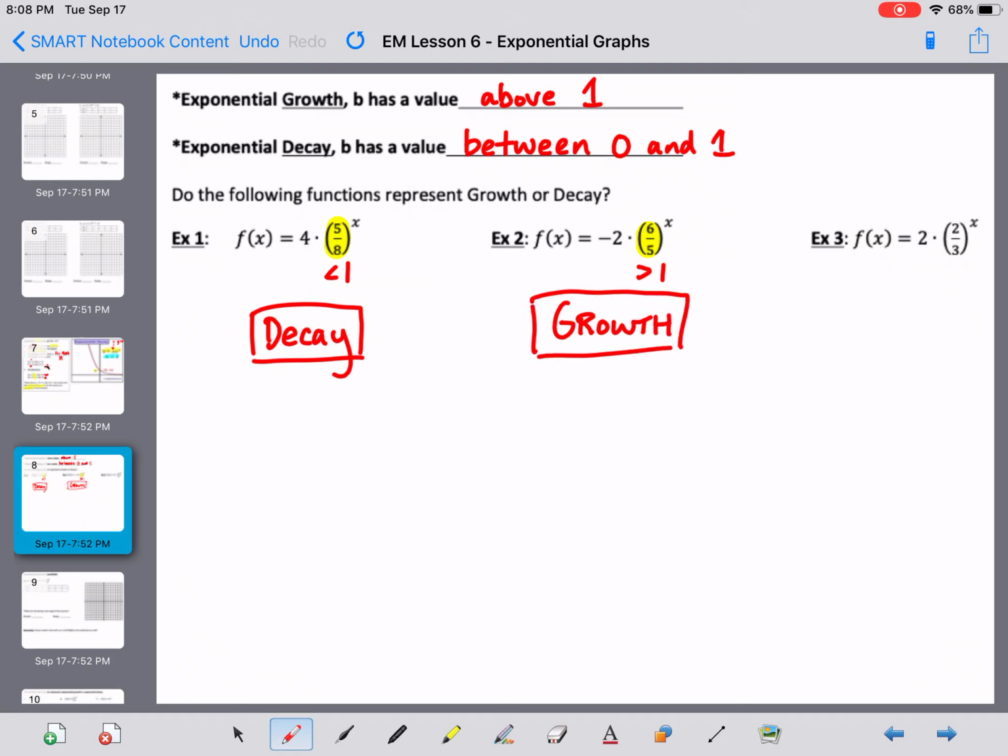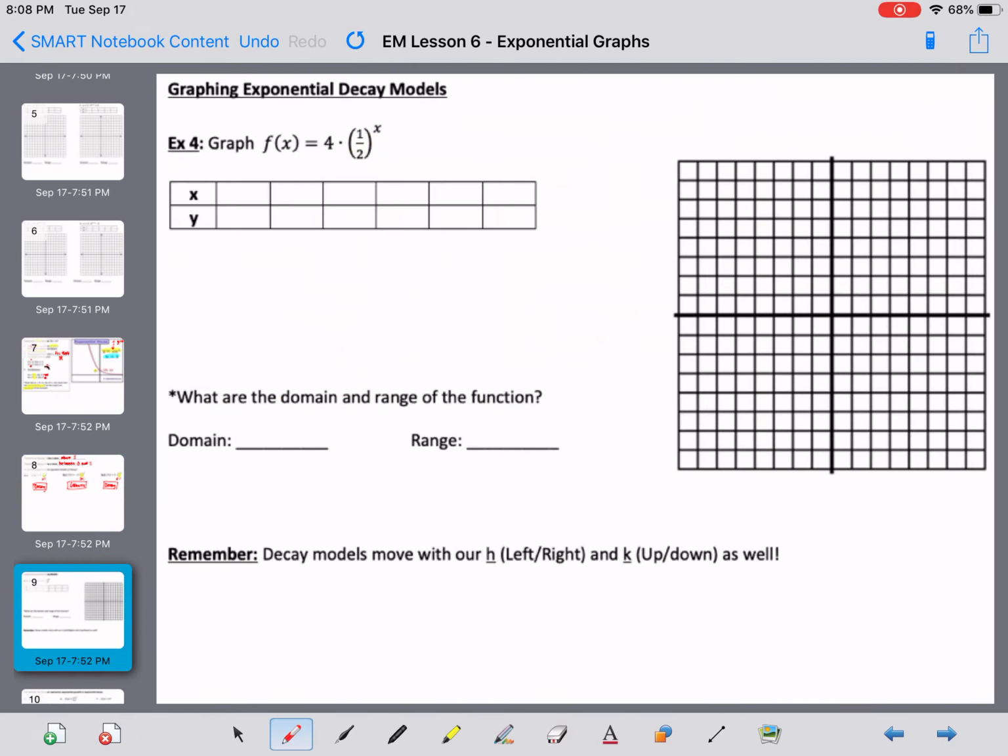All right, and lastly, what's your base here? 2/3, and that is less than 1, so we have another decay. All right, so that should be pretty straightforward. We're going to look at one graph, and then that should be all you really need to finish up your homework. So if we take a look here, our last example is about graphing exponential decay models.